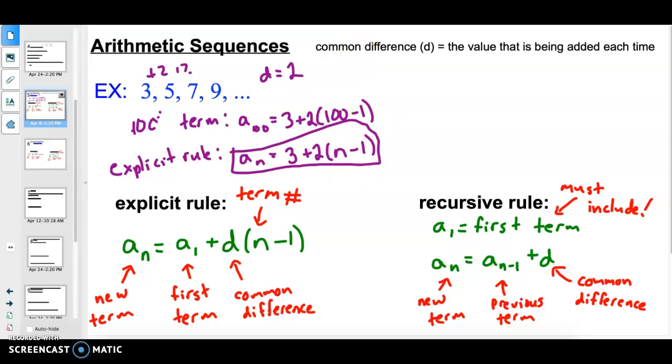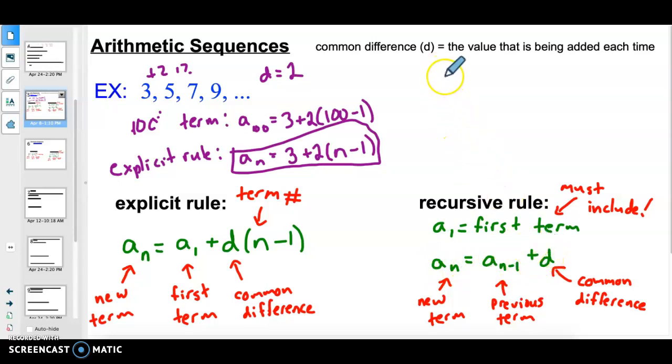For the recursive rule, you always have to state the first term first. The recursive rule means you need to know the term before in order to find the next term. So in order to find any term, you need to know the first term. When you write it, you always say A1 equals whatever the first term is, and then AN, whatever term you're looking for, equals the previous term, plus whatever your common difference is.